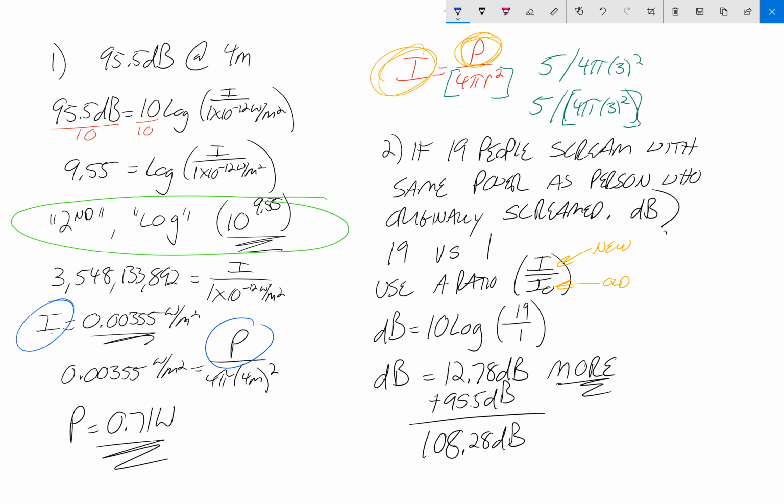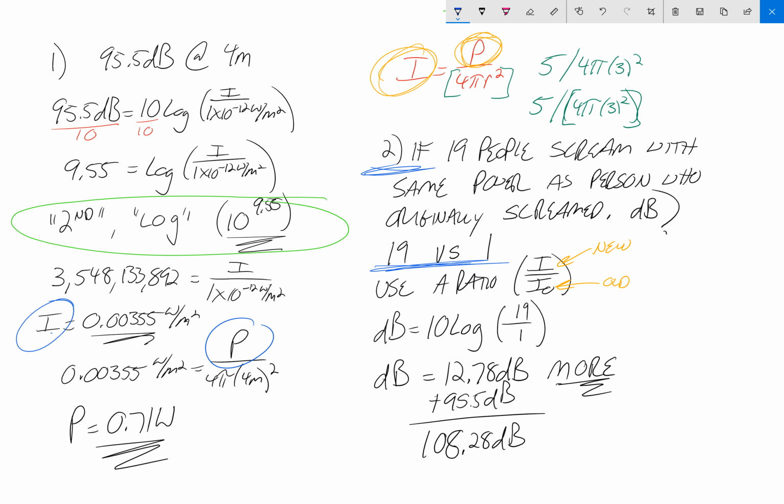The second problem we did here, this was, again, a comparison. I want to make that really clear. You'll see problems like if 10,000 things happen instead of just 1, what's the new decibel level? Well, here it's 19 instead of 1. You see this, the 19 versus 1, or whatever the homework says, 100 versus 1, or 50,000 dogs bark instead of 1. Just do a ratio of the new to old number of things making that noise. And you'll get a new decibel level. You get how many more decibels, and you add it to the original.